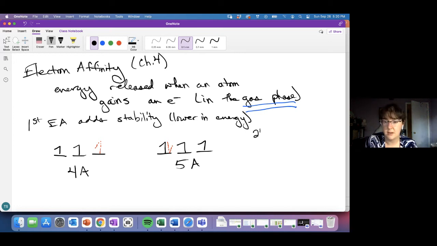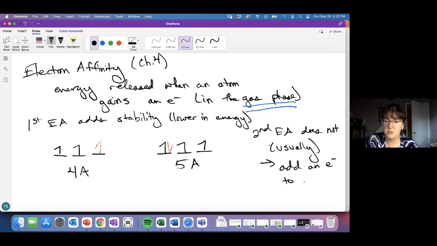Second electron affinity does not. I'm going to put usually. So I think there's one or two where that still does happen. And essentially the reason for the second one is because you have to add a negative electron to an anion. So adding a negative thing to another negative thing turns out not that easy, because they do repel each other, and then you have other issues. So still talking about first. This is all about first electron affinity.